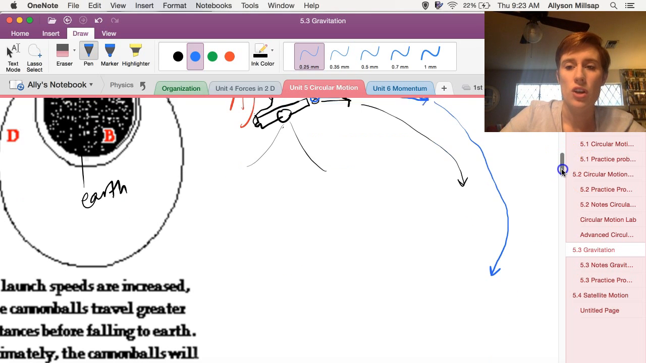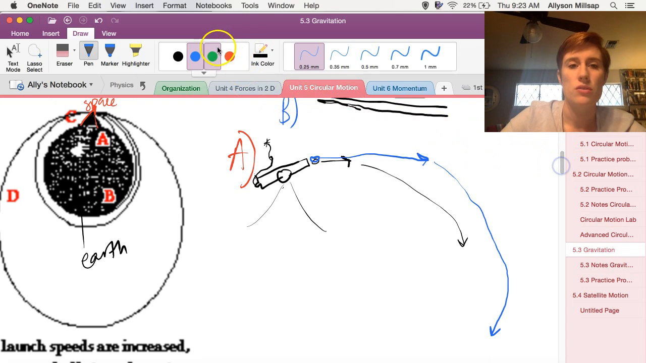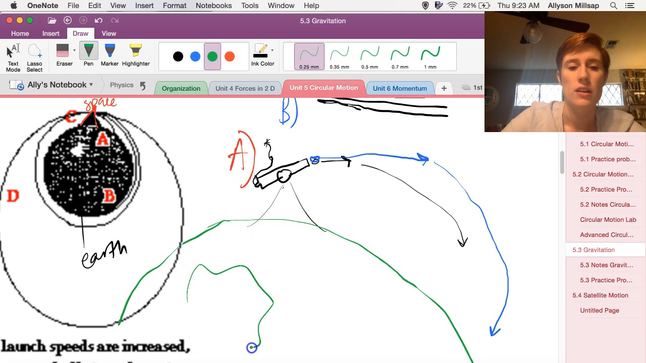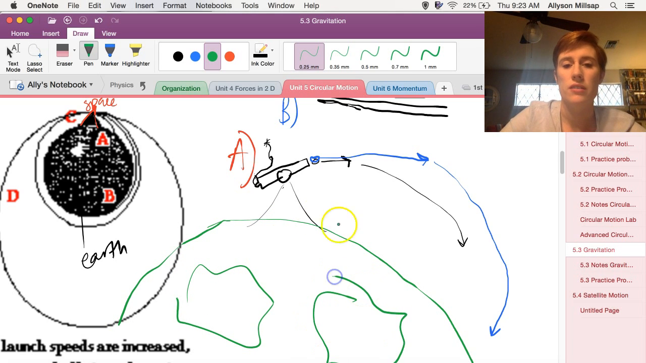The reason I'm drawing it curved here is because the earth is curved, right? The earth is not flat. The earth is curved. So here's my earth, and here's our continents and stuff. So if you shoot it with a greater velocity, it's going to fall, and it's actually going to go a farther distance before it lands, right? So he says, taking this thought, here's his last one, C.